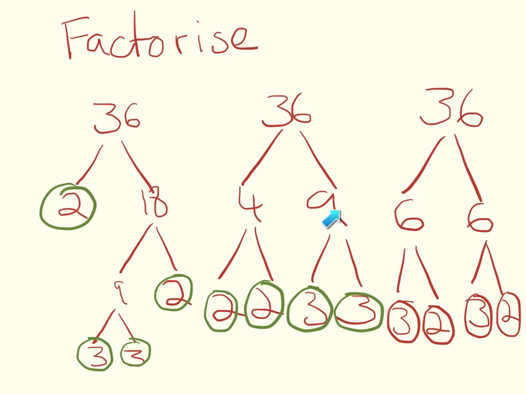Over this side, I went 4 times 9 with the two factors I chose. Then I went, okay, what two numbers multiplied equal 4? Oh, 2 times 2. And then here, 3 times 3 for 9. And so forth in this one here. Now you'll notice that the circled numbers are all the same: 2, 2, 3, 3. These numbers I've circled here are what are called prime numbers.